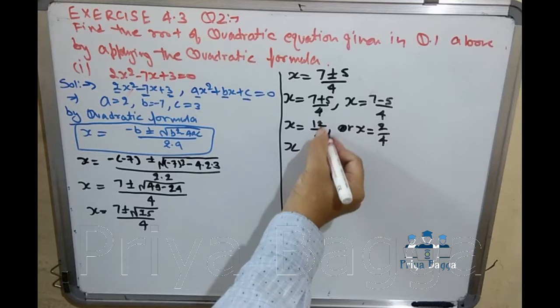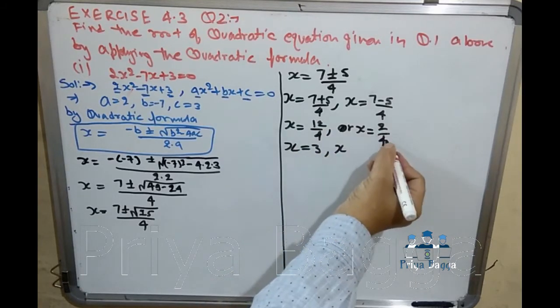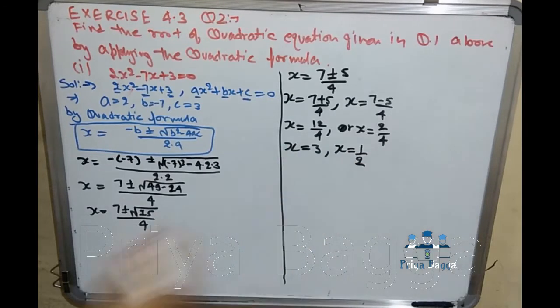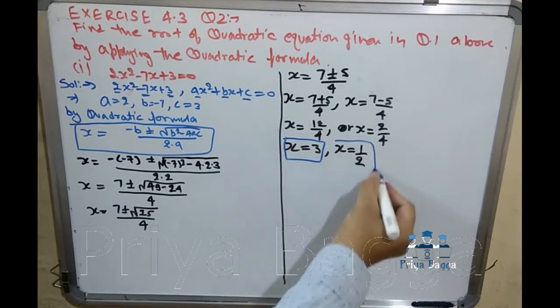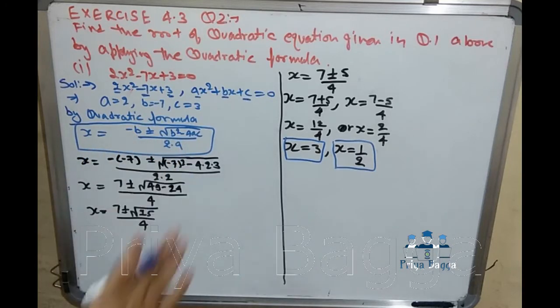So x will be 3, since 4 into 3 is 12, or x is equal to 1 by 2 after cancelling 2 by 4. These two are the answers of this quadratic equation. Solving the equation by the quadratic formula is very easy, provided that the values of a, b and c are not very high. If they are very high, then you have to do a lot of calculation.